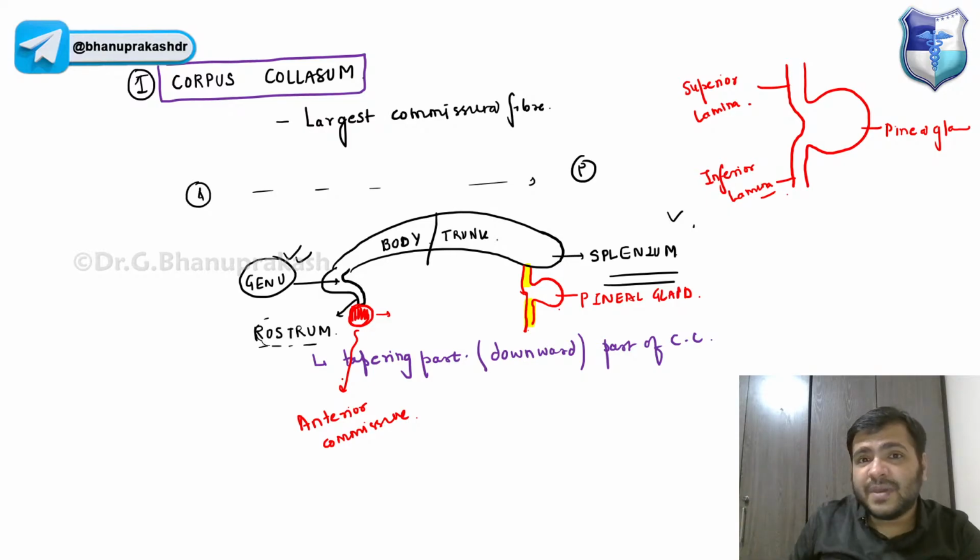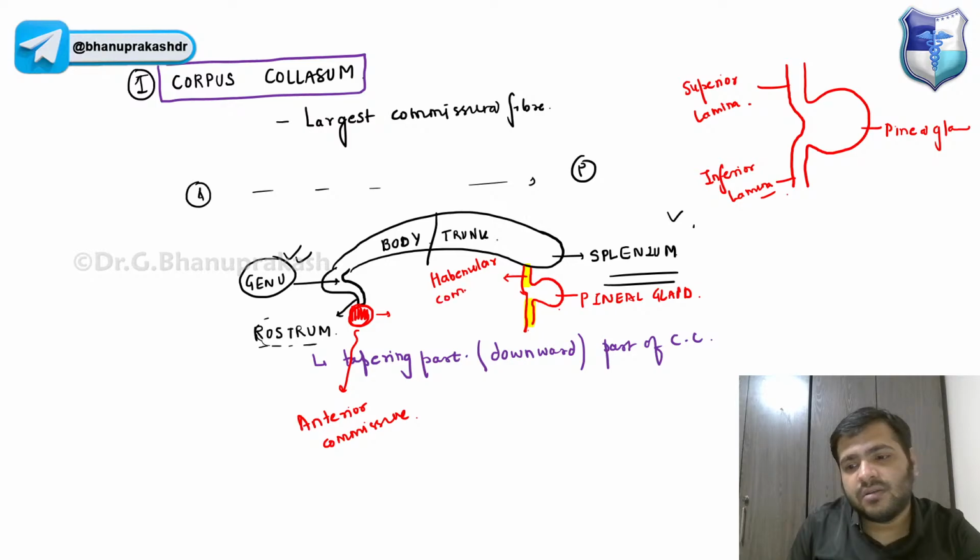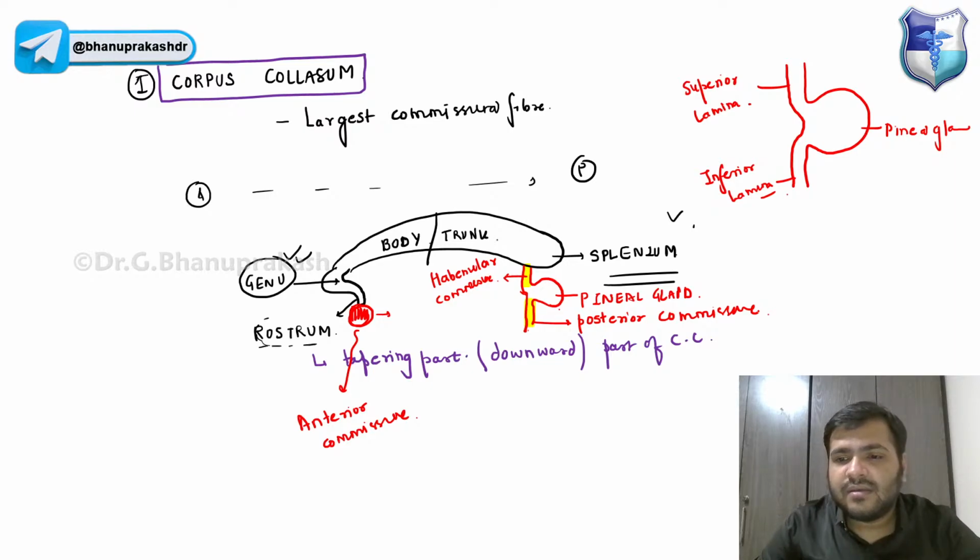Now guys, in the superior lamina we have a commissure, and that is called the habenular commissure, right? And in the posterior lamina, we have the posterior commissure, guys. Posterior commissure. Okay, we have the posterior commissure. Now, I hope this is clear, at least the labeling part is clear from my side, guys.